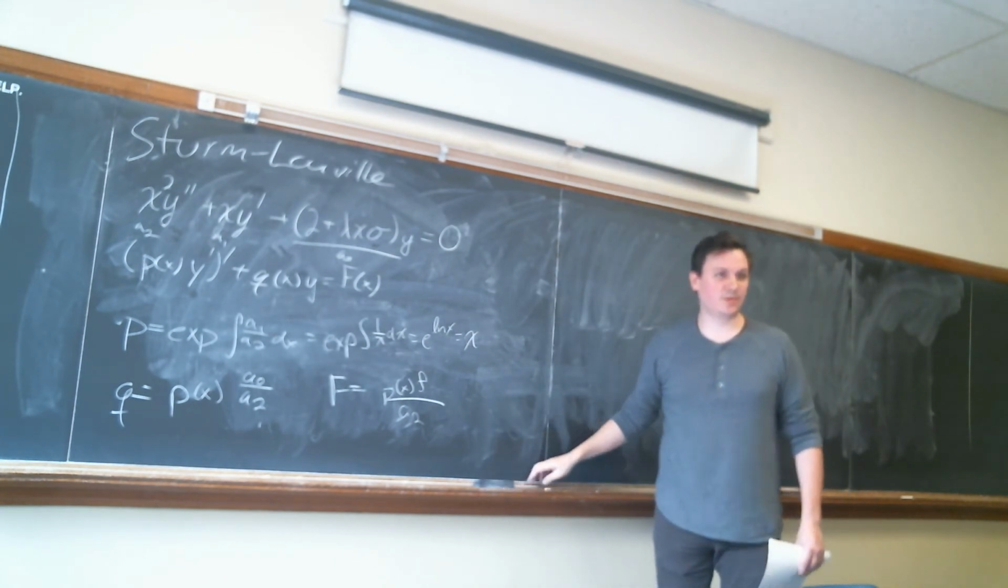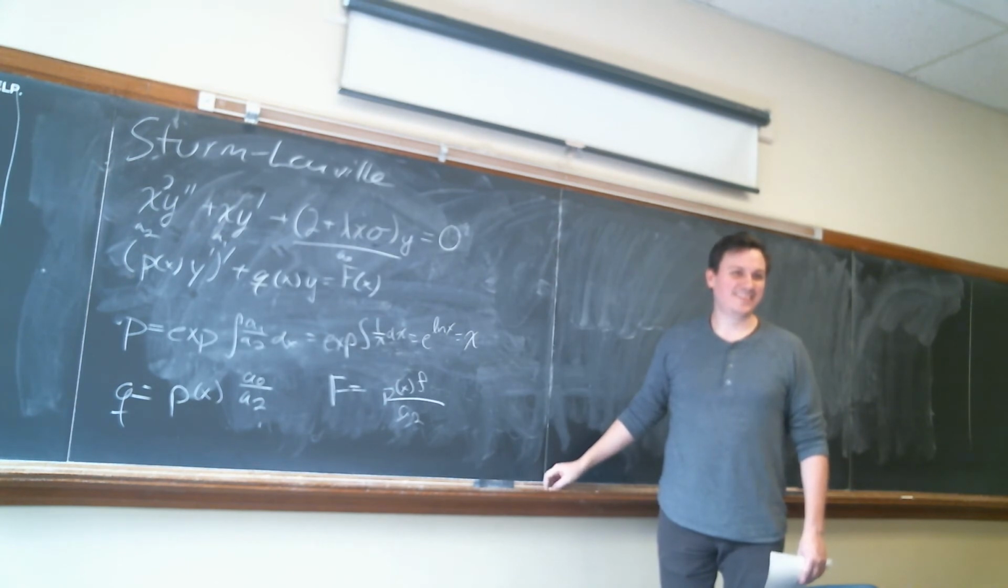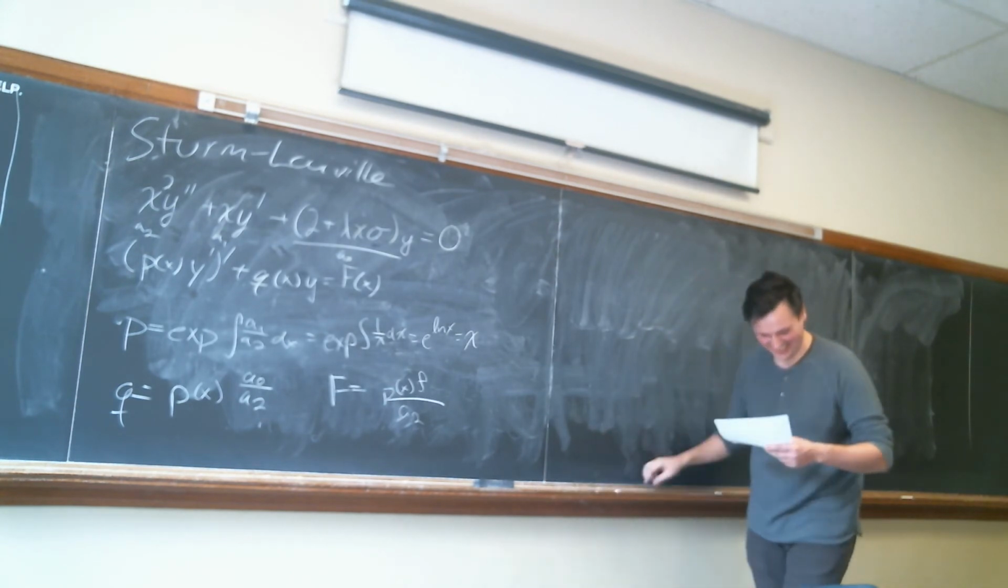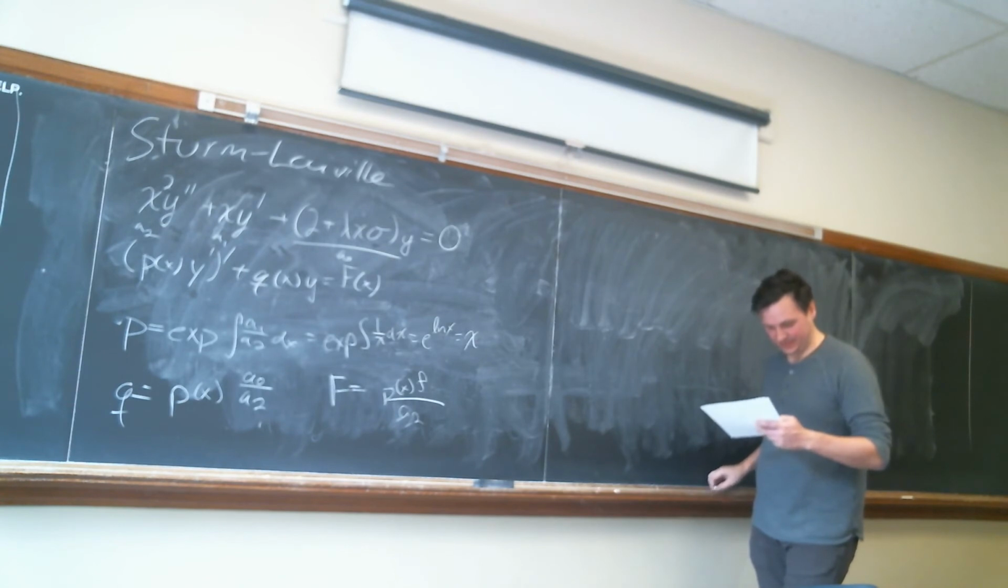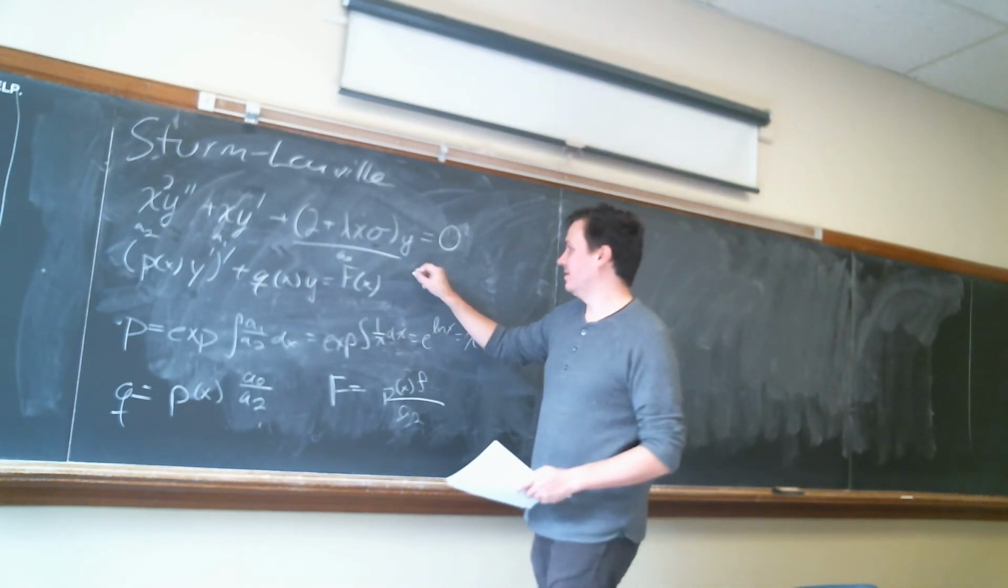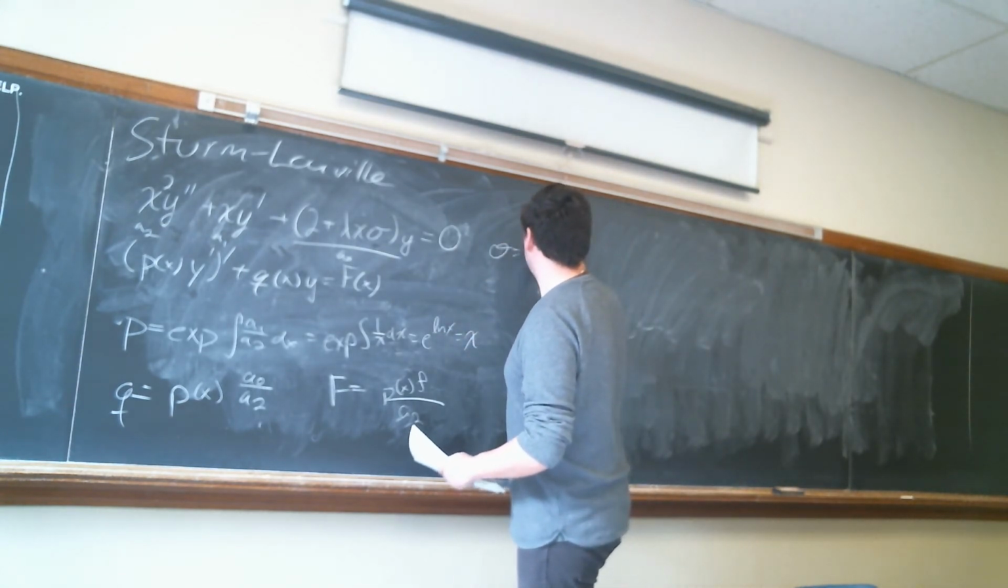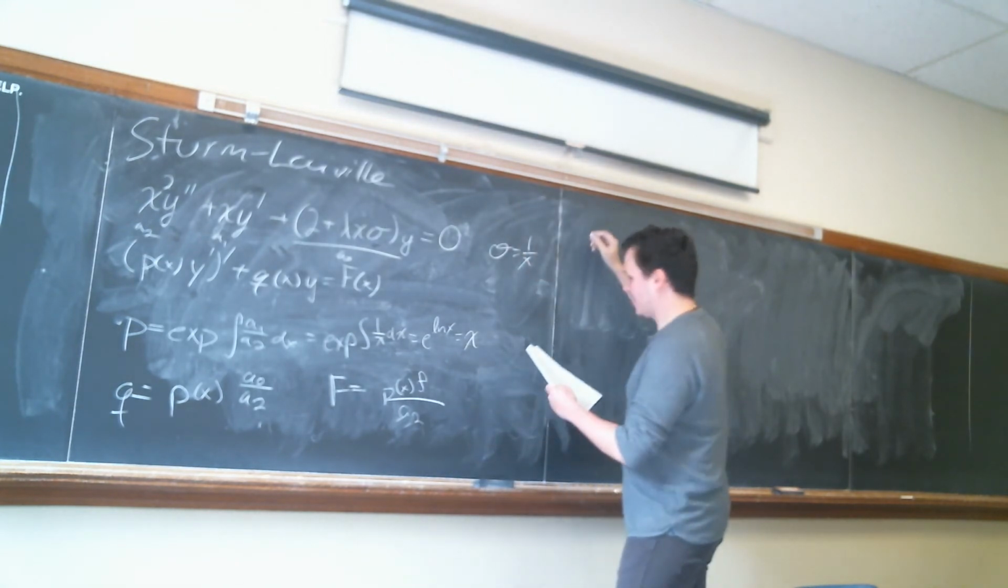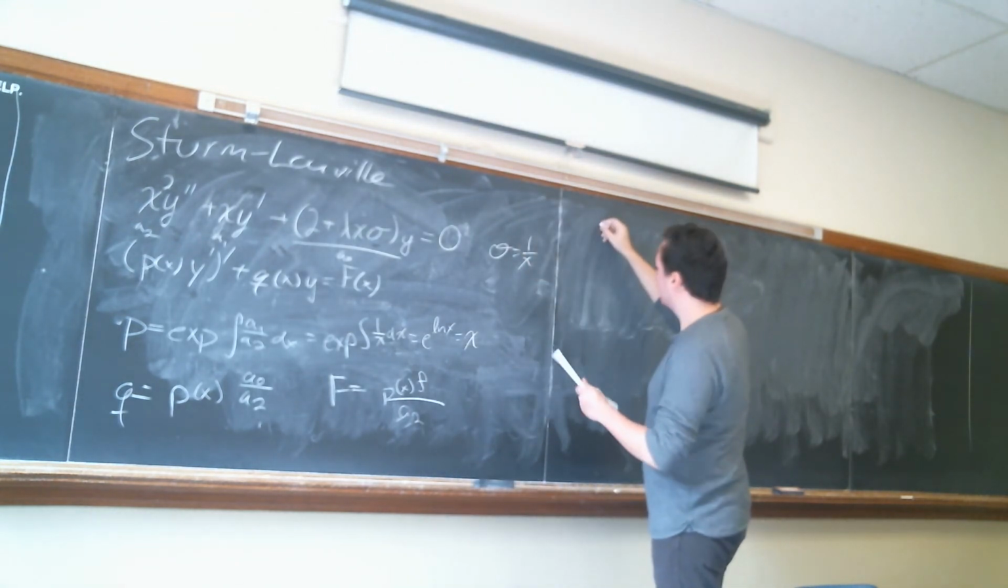So the first part is really just doing that. So if we choose sigma is equal to 1 over x, then this equation becomes what?